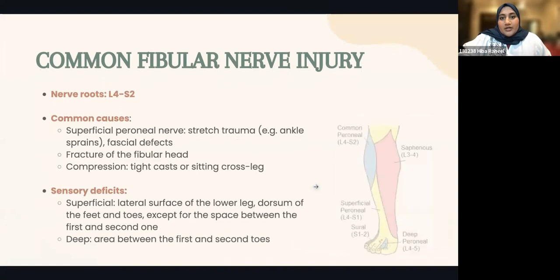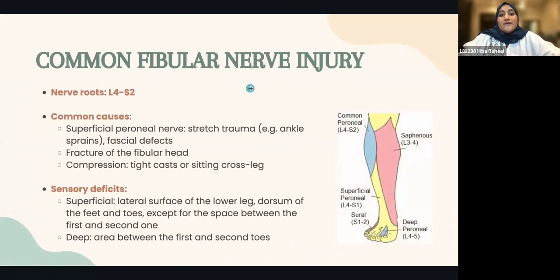All right. Next, we're going to talk about the common fibular nerve. So the common fibular nerve comes from L4 to S2, and it gives off branches, right? Just like any other nerve. So it has a superficial peroneal nerve and it has a deep peroneal nerve. By the way, the fibular nerve is also called the peroneal nerve, okay? Just to mention it, just to bring it up.